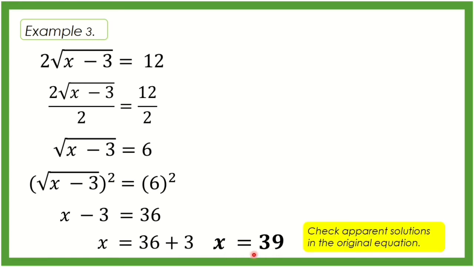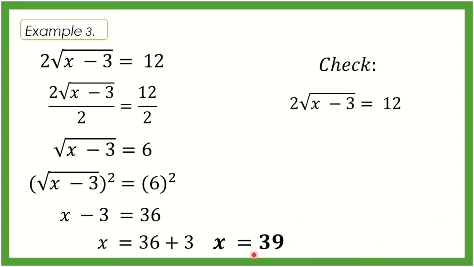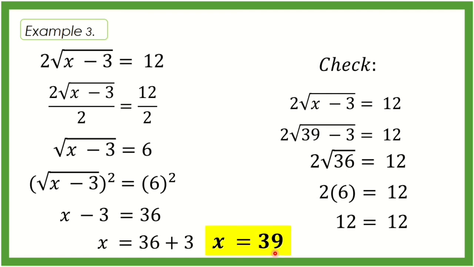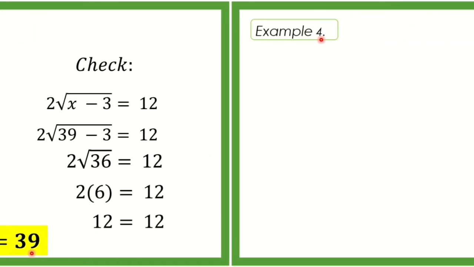Then, let's do the checking. This is our original equation. Substitute natin yung 39 doon sa x. We have 2 square root of 39 minus 3 equals 12. 39 minus 3, that is 36. We have 2 square root of 36 equals 12. Ang square root ng 36, that is 6. Multiply natin sa 2, that is equal to 12 equals 12. Since they are equal, therefore, our solution is x equals 39.